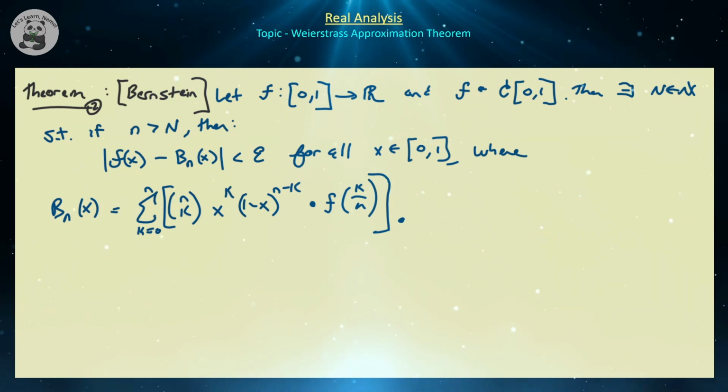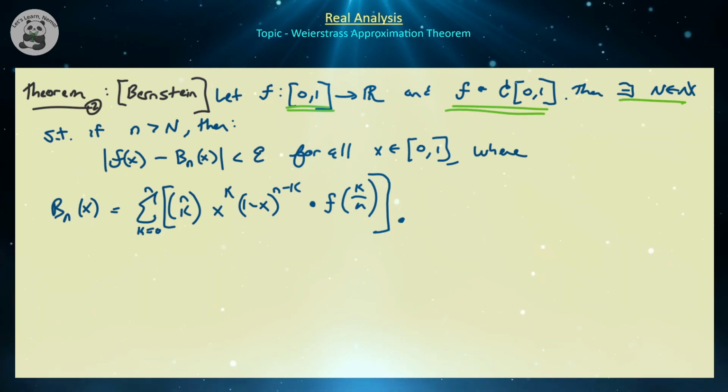The first theorem that I want to talk about now is what we call the Bernstein Approximation Theorem, and it says the following. If we have the closed interval 0, 1 as our domain, and let's assume that f is continuous on the domain, then for every epsilon greater than 0 there always exists a natural number N such that if little n is bigger than big N, then the distance between f of x, our continuous function, and some other function notated by b subscript n of x will always be less than epsilon for all x in the closed interval 0, 1.